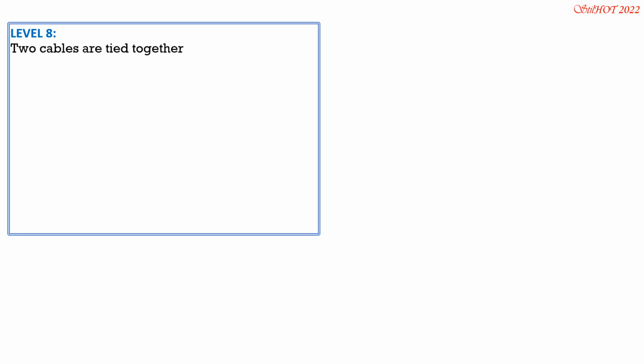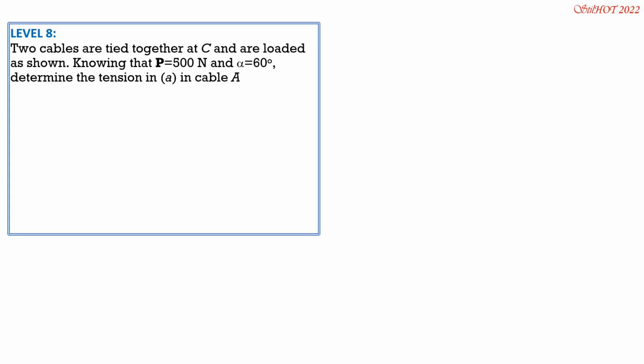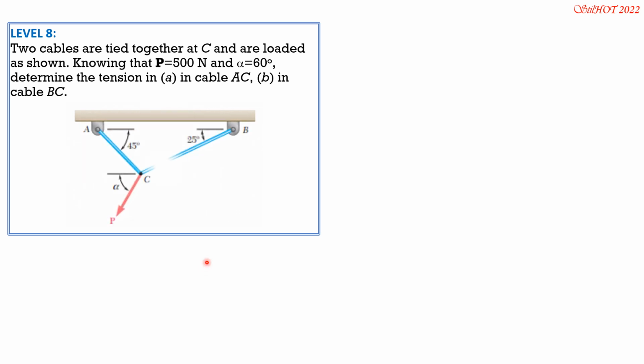Two cables are tied together at C and are loaded as shown. Knowing that P is 500 newtons and alpha is 60 degrees, determine the tension in cable AC and in cable BC. So you can solve this in many ways. As I presented in part 1, I presented 4 solutions, but in this problem, I'll just present one solution, and that is the force triangle method.